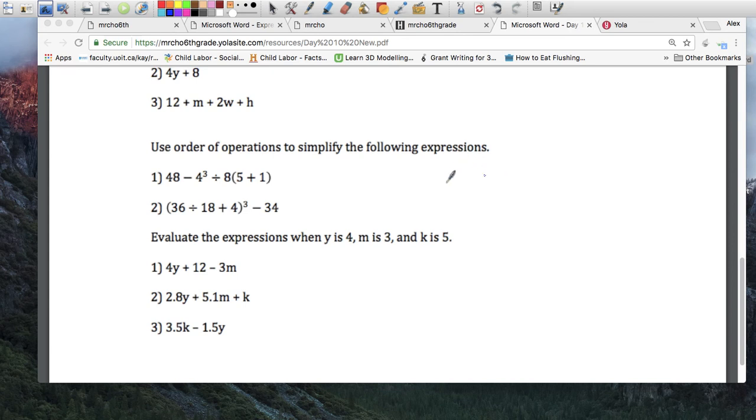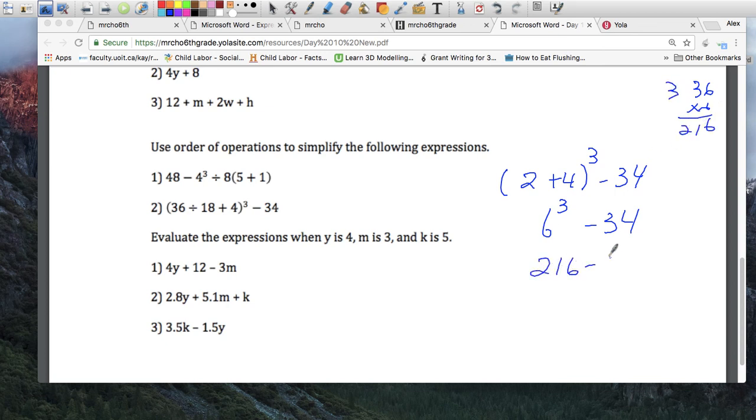Okay, inside the parentheses I have 36 divided by 18 plus 4. So I'm going to do 36 divided by 18, which is 2, and then plus 4 is 6 to the third power, minus 34. 6 to the third power is 6 times 6, 36, times another 6, 216, minus 34, which is 182. Okay, that's the answer for that.